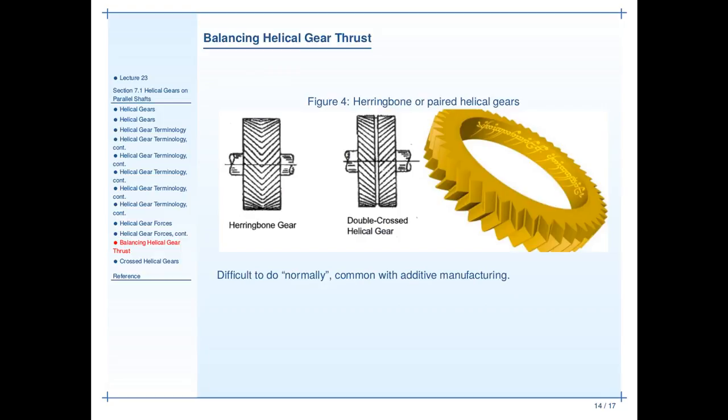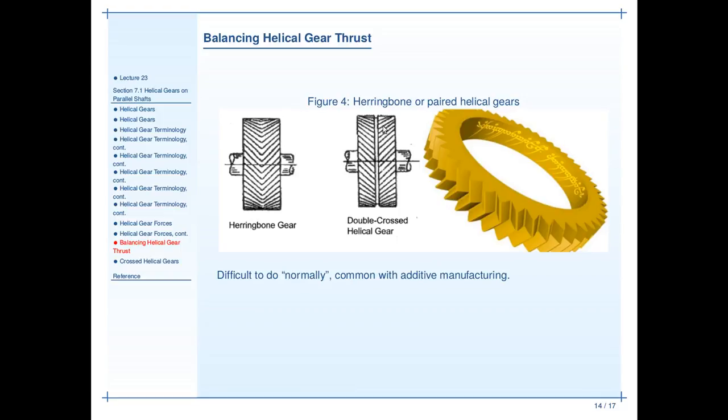There are a lot of ways out there that try to balance the thrust created by helical gears. A fairly common way is to use herringbone gears. Herringbone gears can take several different forms. As you can imagine, they're fairly difficult to make, but one way to do it would be to roll the herringbone pattern into the gear.